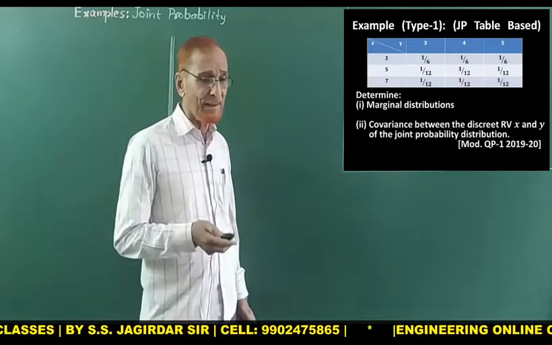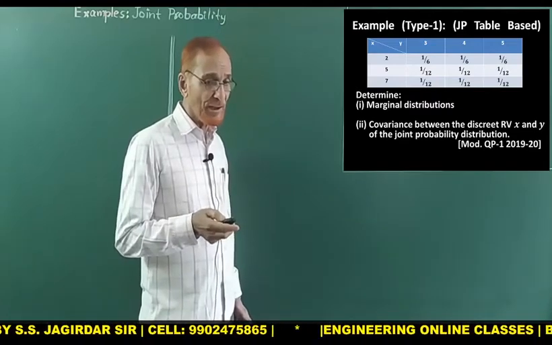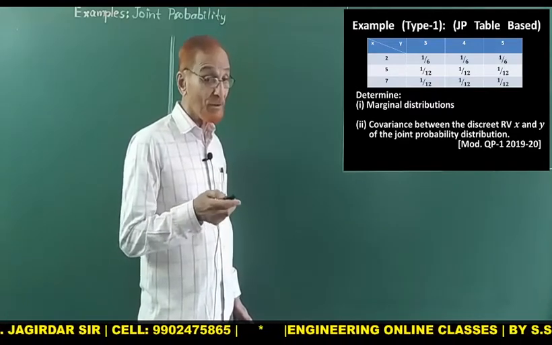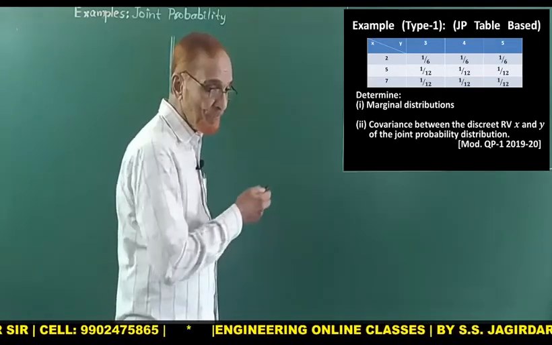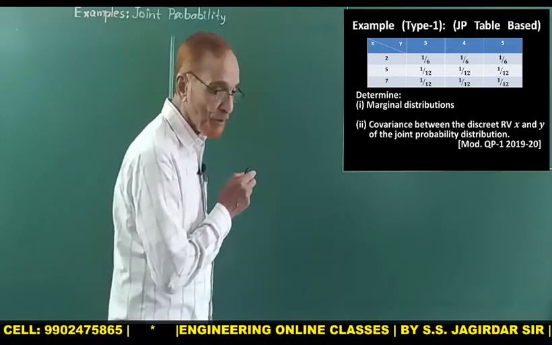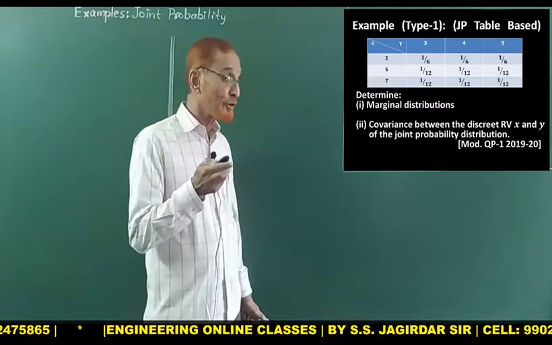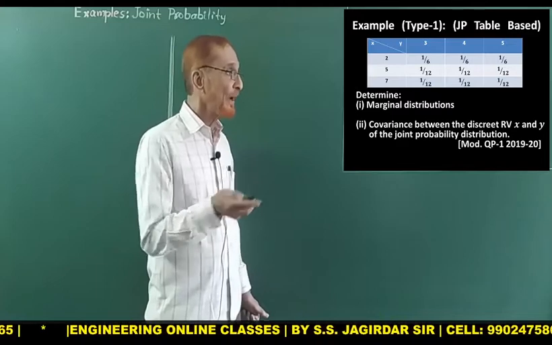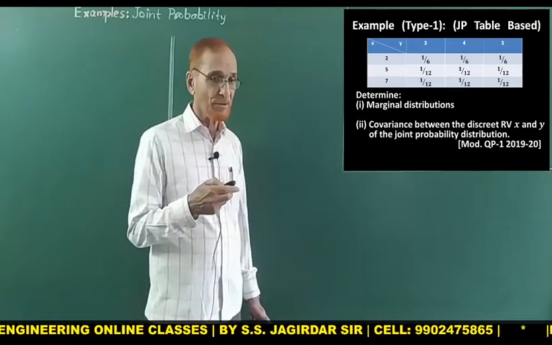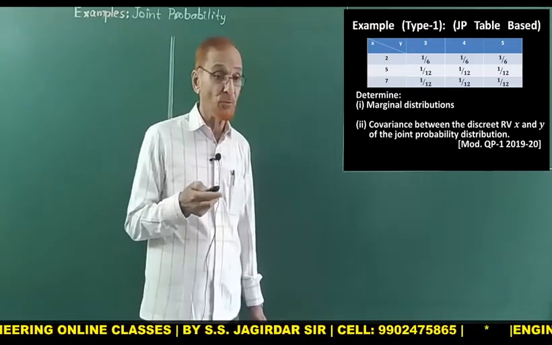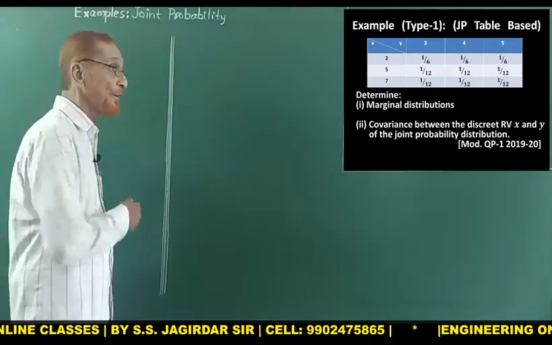This table is given and you are asked to determine what? Marginal distributions, and you are asked to determine the covariance. Here covariance is asked, covariance between the discrete random variables x and y of the joint probability distribution. This is a question which has been there in the model question paper number 1. Therefore I am taking that example for your benefit, because this is a most probable example which could be asked in the exam. So we will take up this example for our class.